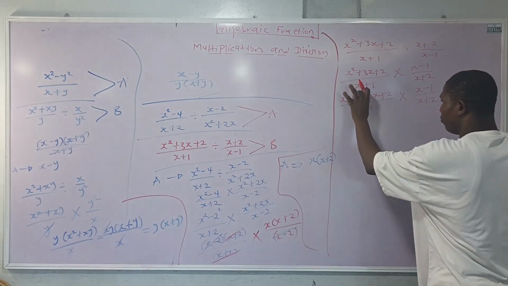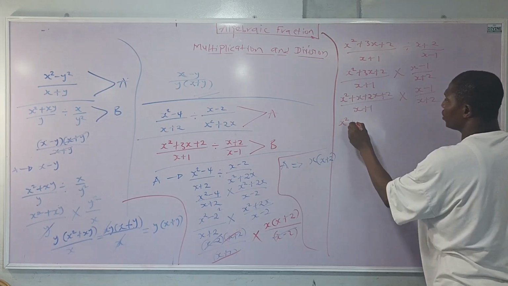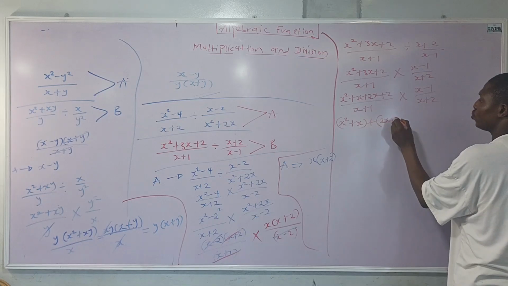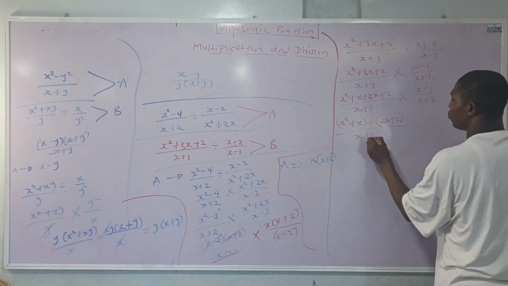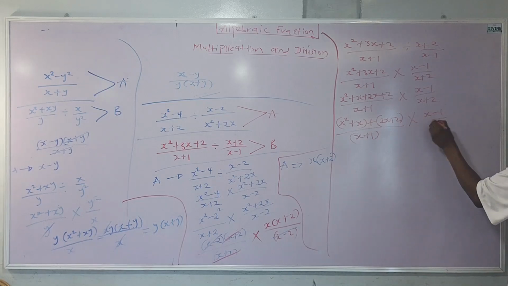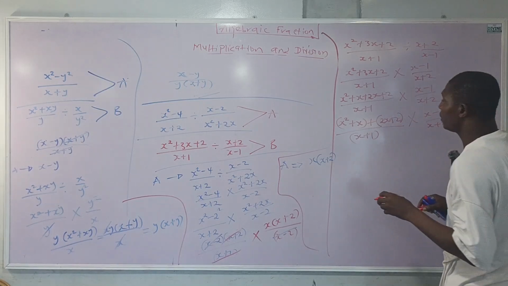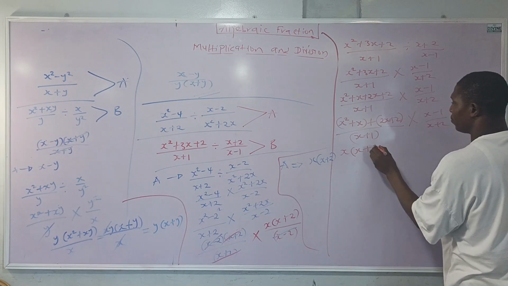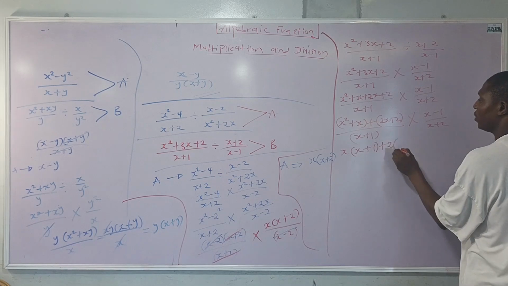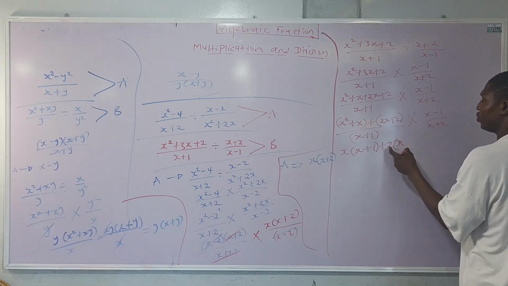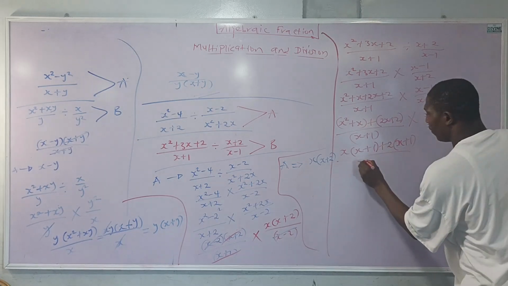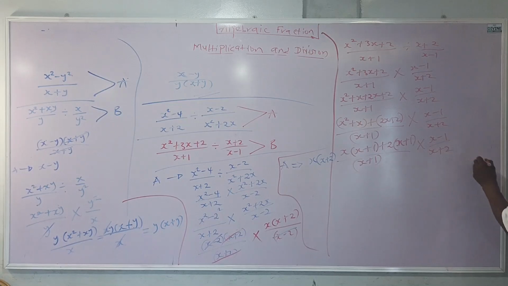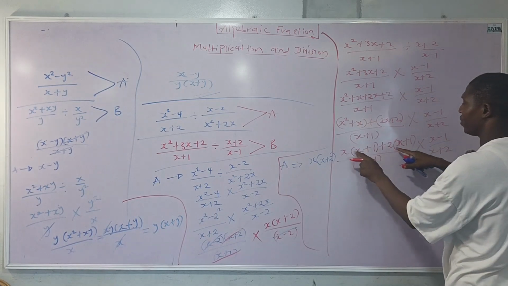Now I'll do my grouping at the numerator here. This will give me x squared plus x in bracket, 2x plus 2 all over x plus 1 times x minus 1 all over x plus 2. x is common: x squared divided by x is x, and x divided by x is 1. Plus 2 is common: 2x divided by 2 is x, and 2 divided by 2 is also 1. All over x plus 1 times x minus 1 all over x plus 2. These two brackets are the same, so I can pick my x plus 2.